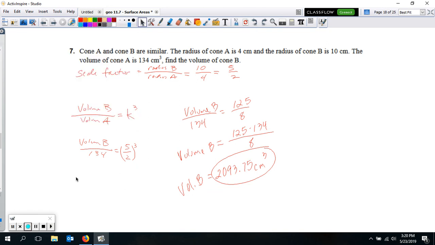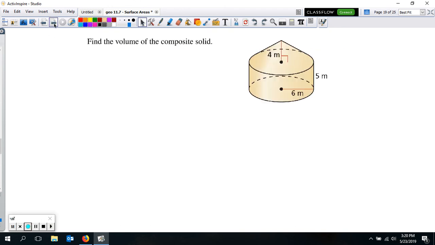All right, we're going to go on to the composite solid next. So here's one that's a composite solid. Find the volume of the composite solid. Remember, a composite solid just means you have more than one solid shape. We actually have a cone on the top, as you can see, and a cylinder on the bottom. So we want to find the volume of the cone and then the volume of the cylinder and add those two together.